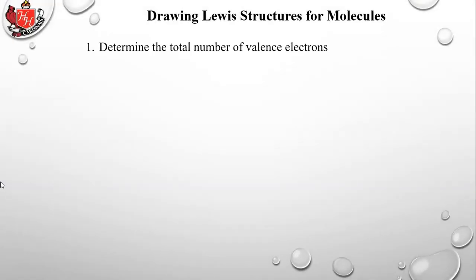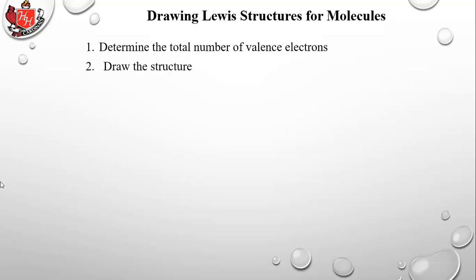So I'm going to go through the rules. They won't make a lot of sense entirely until you actually get into some examples, so let's just get through these. One, determine the total number of valence electrons. You just count up the valence electrons in all the atoms being bonded.